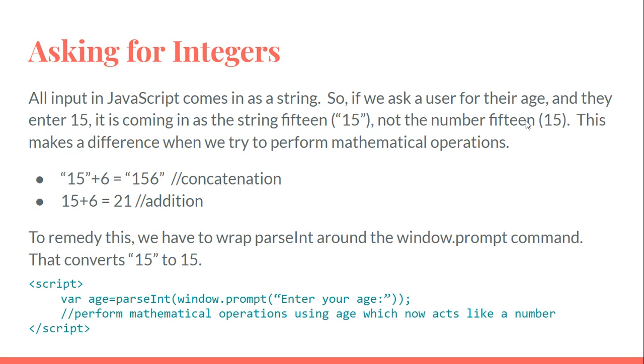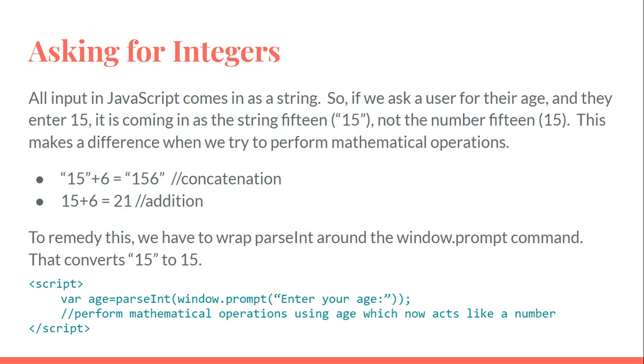This is a really important difference when we try to do mathematical operations, because the string 15 plus 6 gives me 156, because this plus sign acts as concatenation, because this is acting as a string. If I have the number 15 plus 6, then this plus sign acts as addition, and I get the 21 that we're looking for.